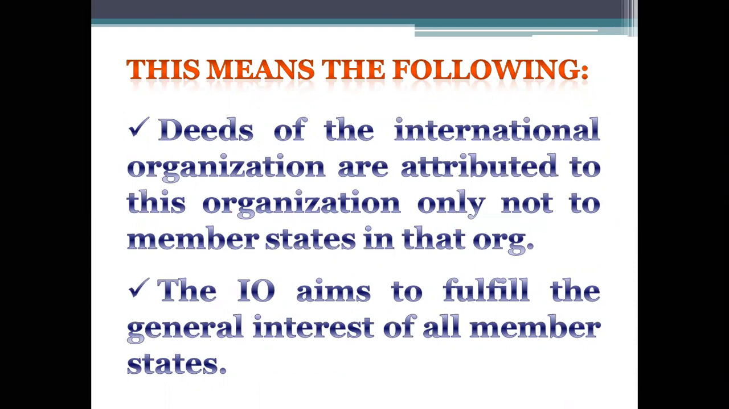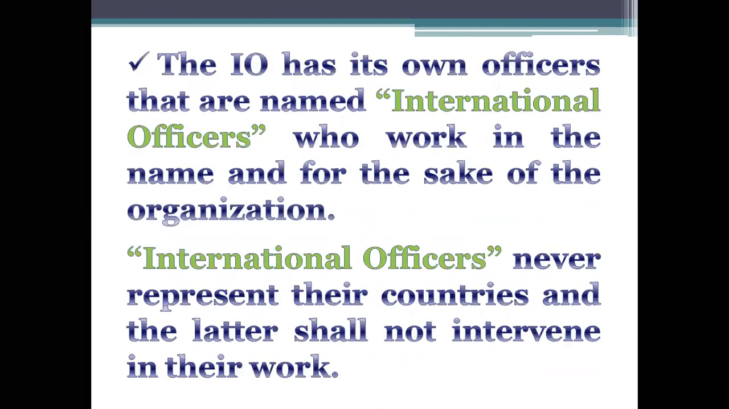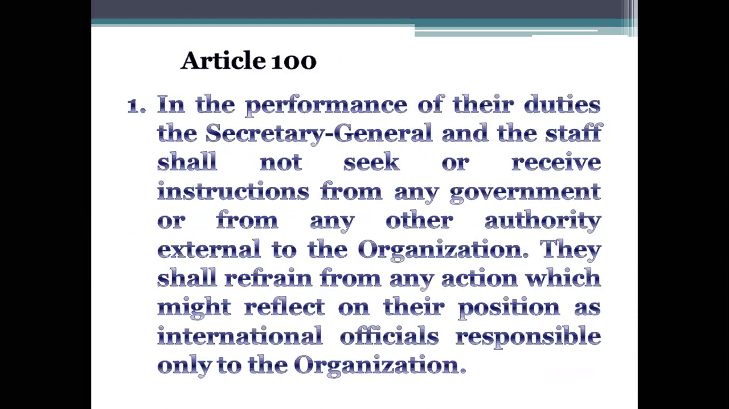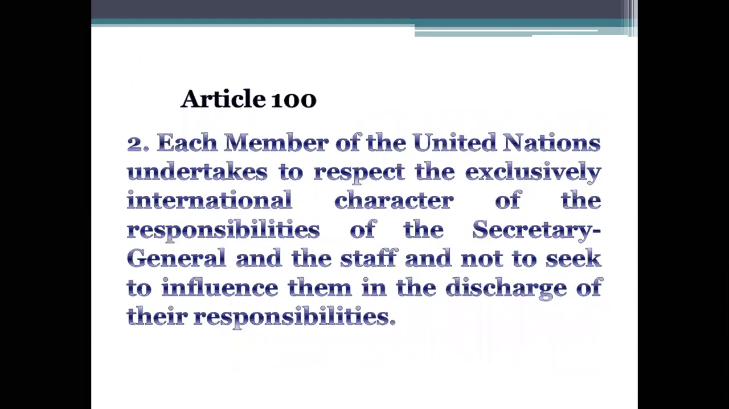So again, number one, acts of the international organizations are attributed to this organization only, not to the member states in that organization. Number two, the international organizations aim to fulfill the general interest of all member states. Number three, the international organization has its own officers who work for the sake and under the name of the United Nations and the other organizations. So states are invited not to intervene in their work and the discharge of their responsibilities, like what is mentioned in Article 100 in the United Nations Charter.